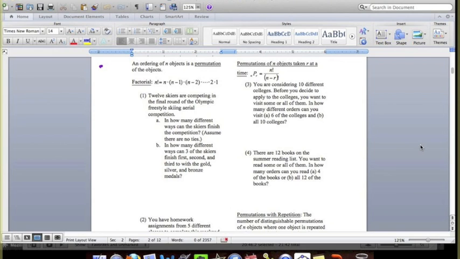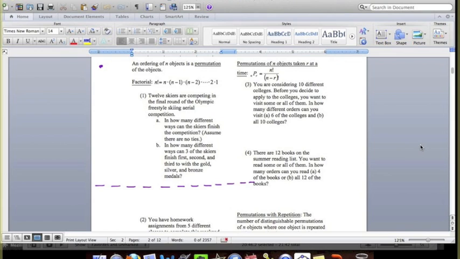So the first question says, 12 skiers are competing in the final round of the Olympic freestyle skiing aerial competition. In how many different ways can the skiers finish the competition, assuming there are no ties and also assuming that anybody that makes it to the final round could, in theory, be the winner? So there are 12 places we need to give out. 1, 2, 3, 4, 5, 6, 7, 8, 9, 10, 11, 12.